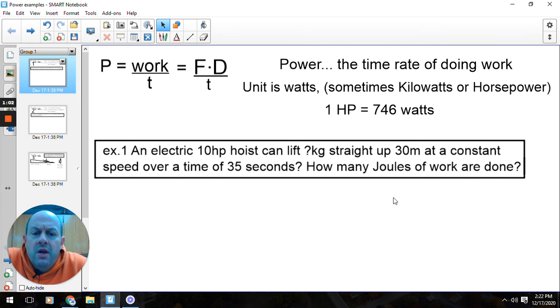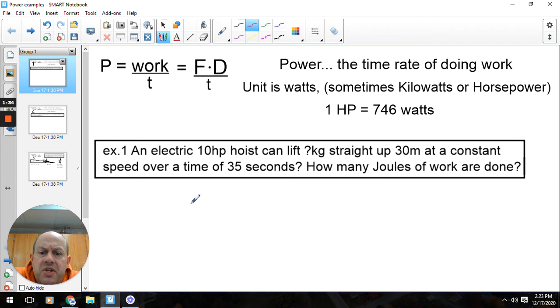Okay, so let's work just a couple of simple examples, and hopefully that will help give you a base for your problems. The first one, we had an electric pump, 10 horsepower, and we want to know how many kilograms it can lift straight up at a constant speed over a time period of 35 seconds. So how many joules of work are done, and then what would be the amount of kilograms that we can lift. We're going to start off with our power equals work over time. So we know the power was 10 horsepower.